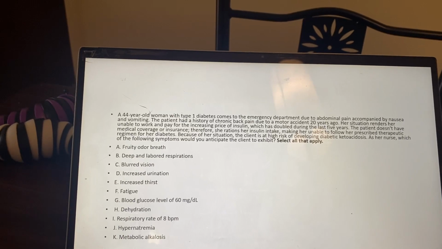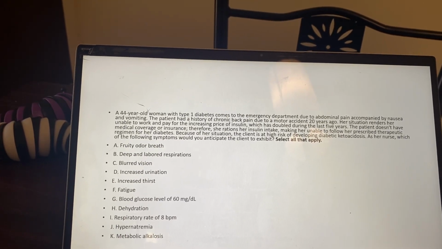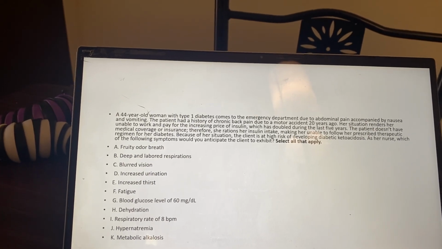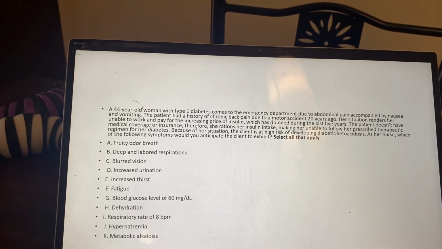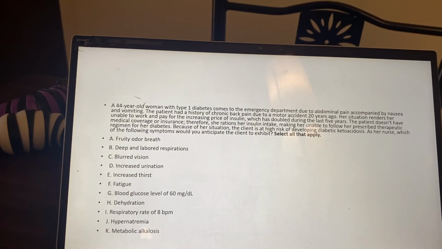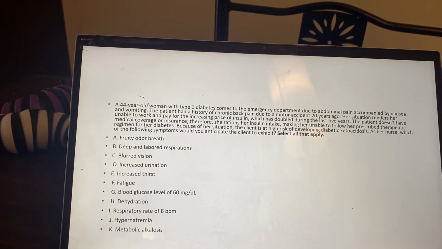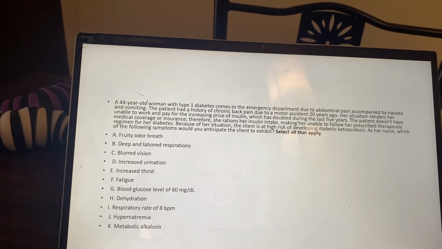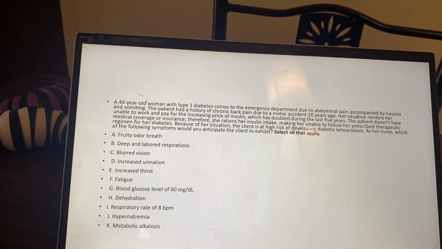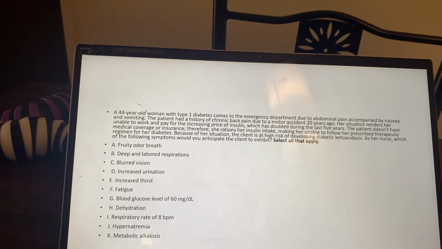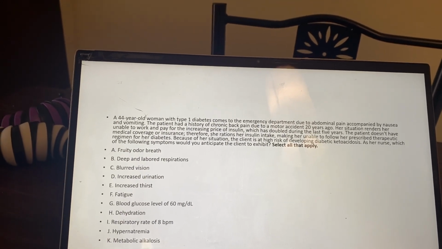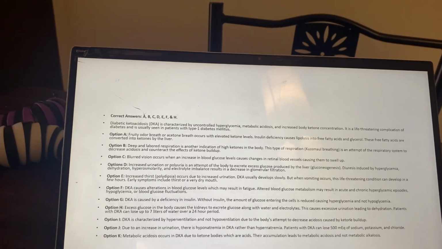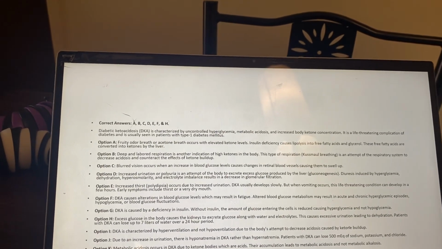Fatigue, they're going to be very tired. The body has excess sugar. Blood glucose level of 60 is hypoglycemia, because remember, when they look at relationships, they're going to throw in the other condition. Dehydration, because they're drinking a lot of water. They're peeing a lot. Respiratory rate of 8 beats per minute is not one of the answers. Hypernatremia, not one of the answers, because they're going to be low sodium because they're peeing a lot. And we already said metabolic acidosis versus alkalosis. So there are your answers.